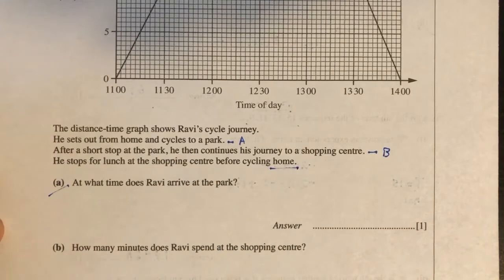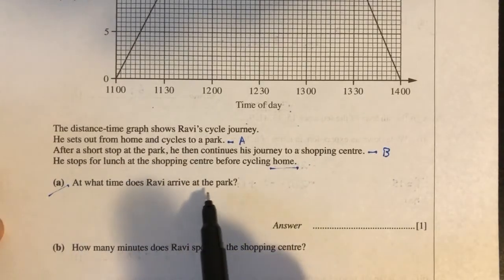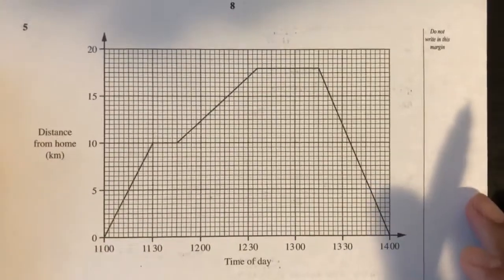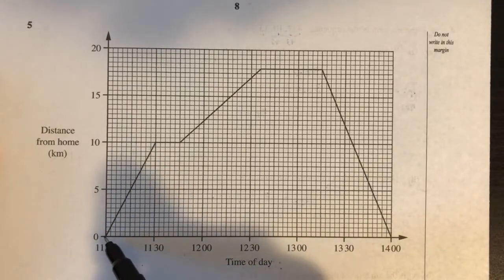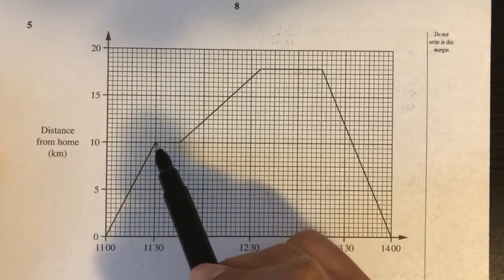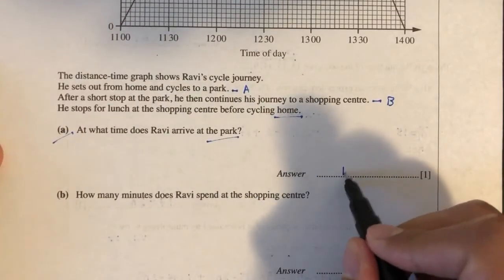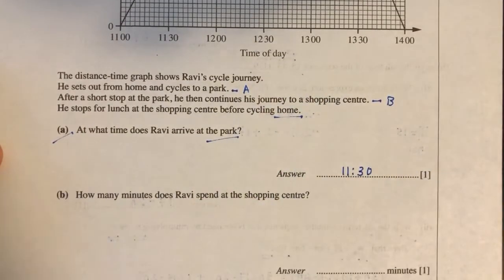So part 1, at what time does Ravi arrive at the park? As you can see here, he leaves home at 11. He arrives at the park at this time, which is 11:30. This is pretty easy, right? 11:30, it is the first stop at the park.